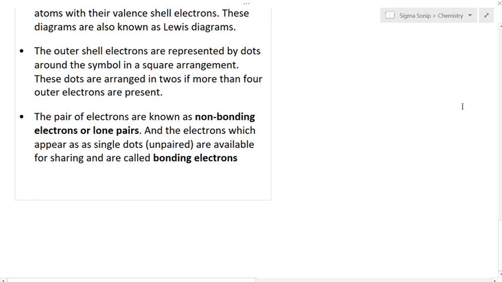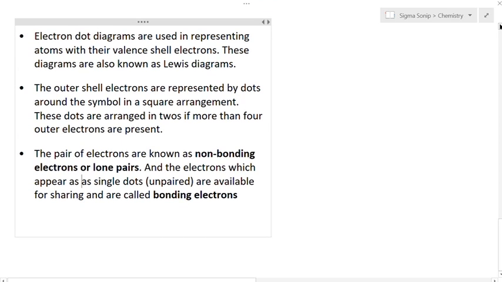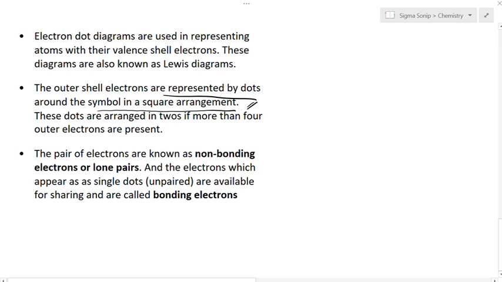When we draw electron dot diagrams, basically we are trying to only show the electrons in the valence shell. The outer shell electrons are represented by dots around the symbol in a square arrangement. This thing is important here. We arrange electrons in a square arrangement, and these dots are arranged in twos if more than 4 outer electrons are present.